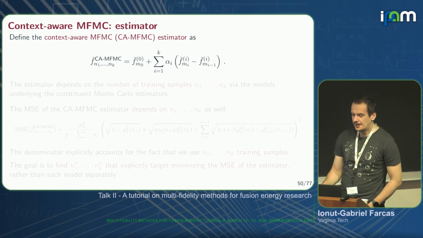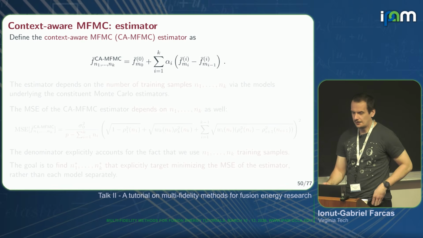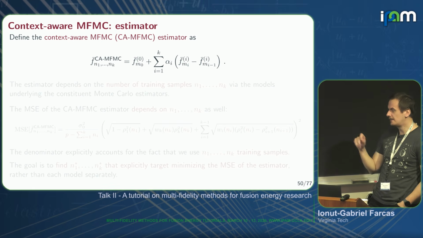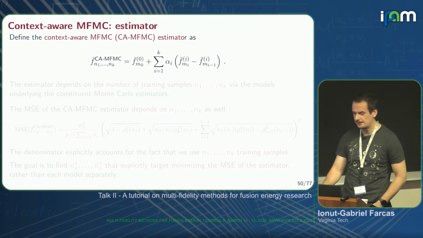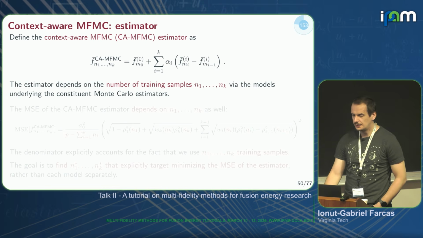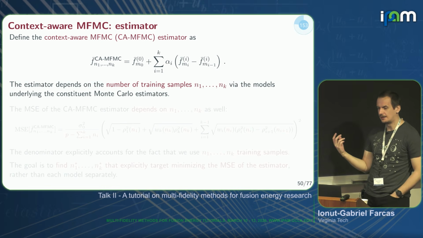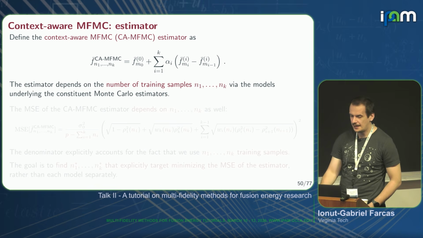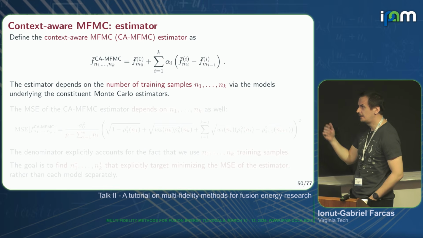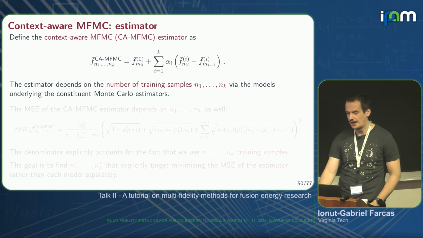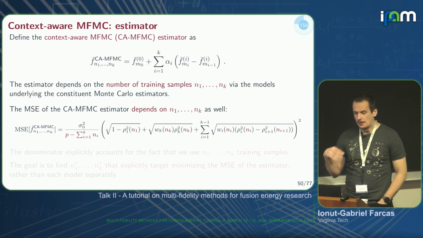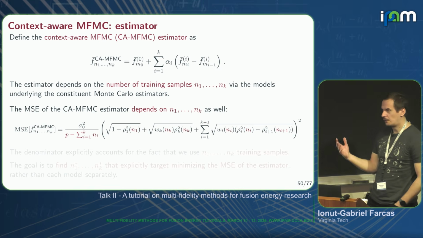All right, so let's revisit the multi-fidelity Monte Carlo estimator, and it's the same as before, but now I'm explicitly using these subscripts n1 to nk to denote the fact that the low-fidelity models that enter the sum are trained or constructed using n1 to nk high-fidelity model evaluations.